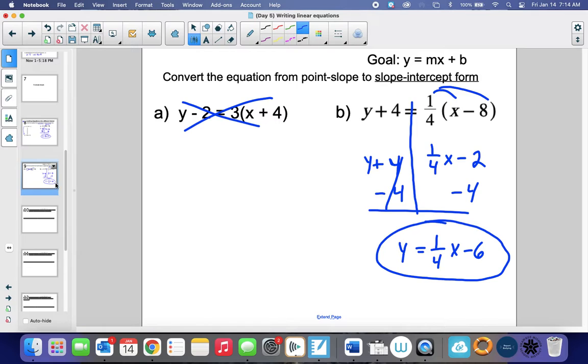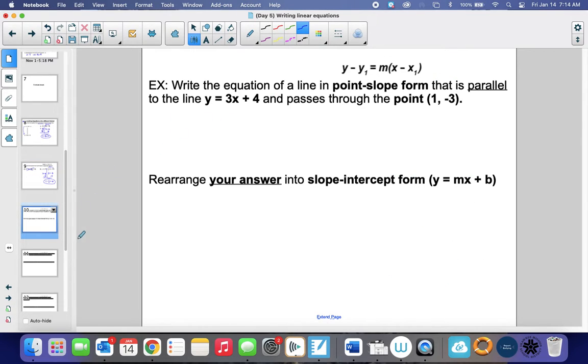Once again, I would recommend trying problems before you see the answer. So the example I would watch, and then I would try the other problems. So this is combining it all together.